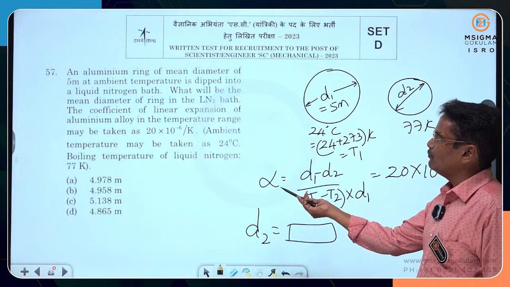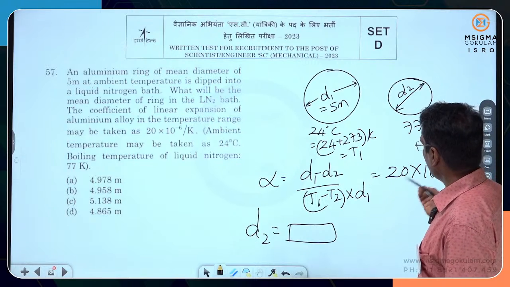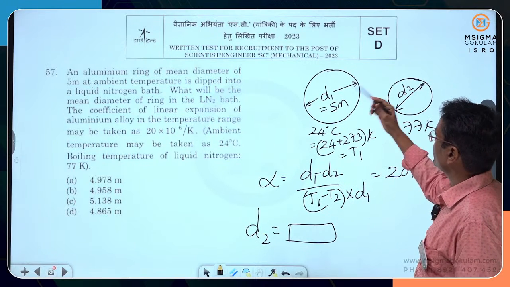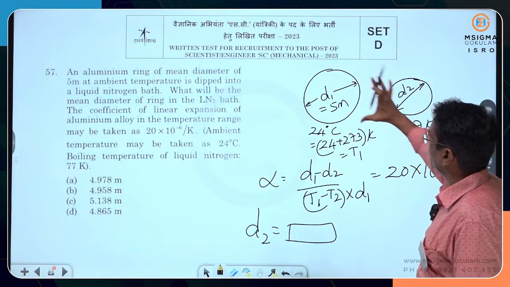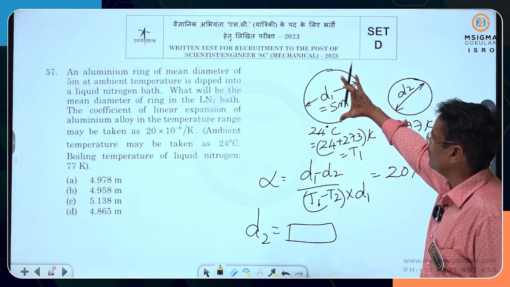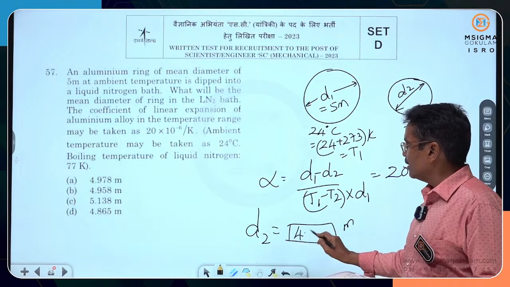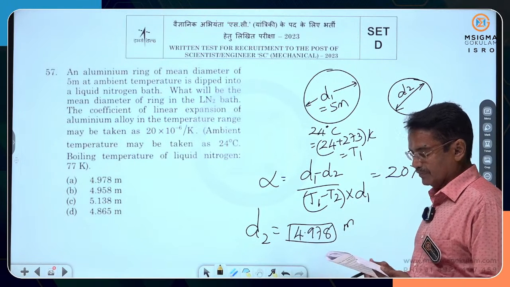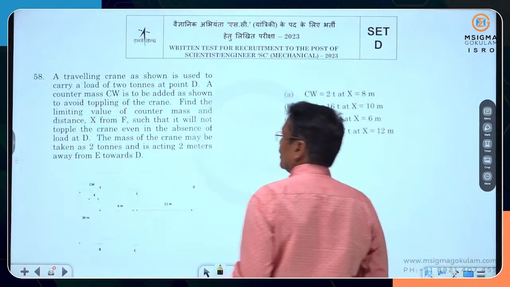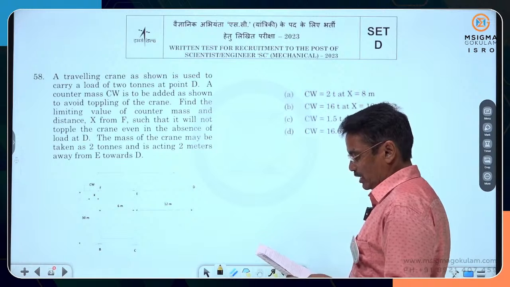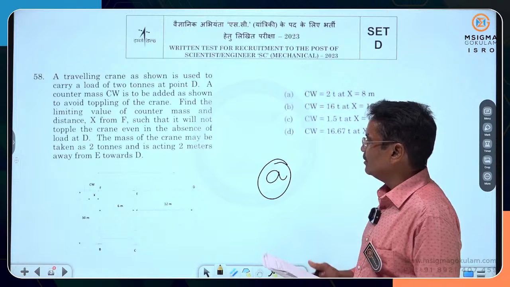This is the coefficient of linear expansion of the aluminum alloy. T1 minus T2 is the change in temperature. D1 is the initial diameter. Once it is dipped into the low temperature liquid, the diameter will contract. The diameter of the ring will reduce. Answer will be 4.978. A is the answer. This question 58 answer is A.